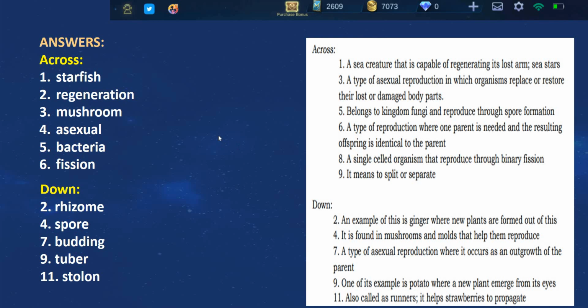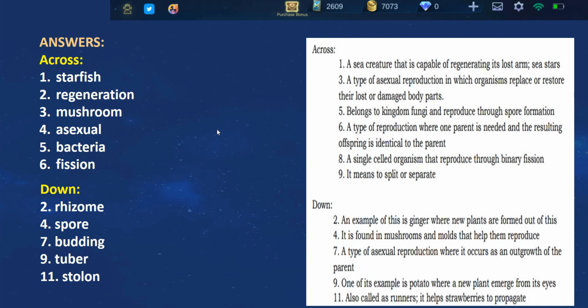So let's move on. For number one, a sea creature that is capable of regenerating its lost arm. Sea stars, there are starfish. A type of asexual reproduction. Okay, asexual, so that is number two. Damage, regeneration. Okay, now number five belongs to the kingdom fungi and produce their spore formation. We have type reproduction, asexual, single-celled organism, bacteria. Okay, it means to split or separate, fission.